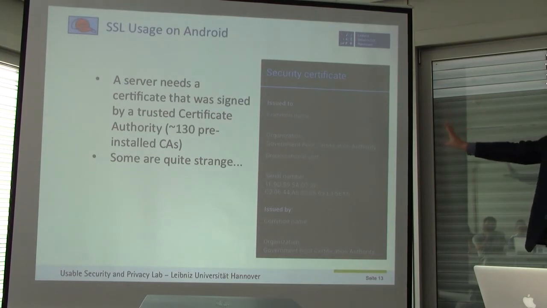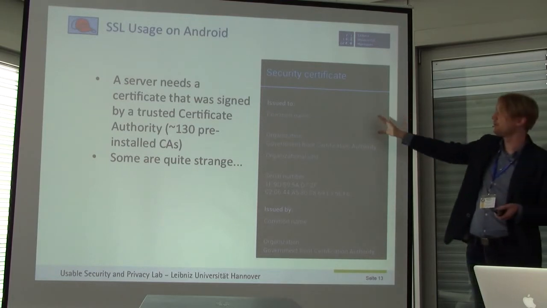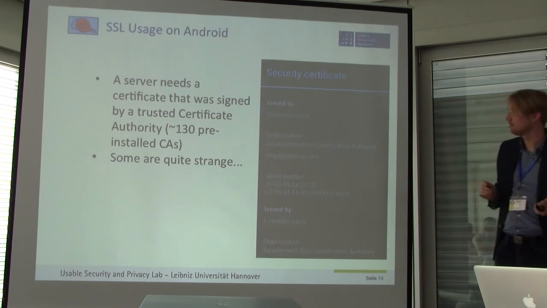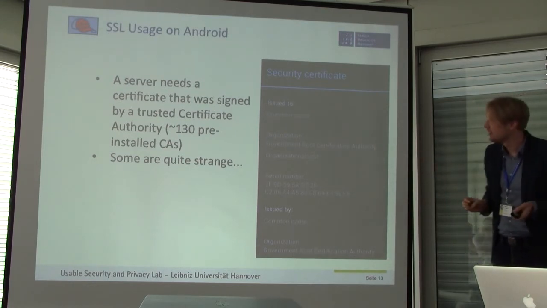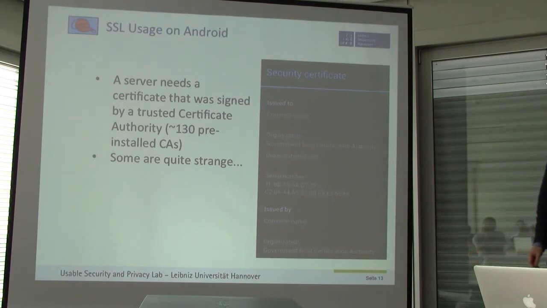So some of these authorities which we're trusting are fairly strange. This certificate is issued to blank, with the common name blank. The organization is the Government Root Certificate Authority. The serial number is there, and it's issued by blank with the common name of blank. Doing some research, you find out this is, I think, from the Taiwanese government, and it is installed on a fair number of real Android devices. I'm not quite sure why I'm supposed to trust these guys, because, I mean, they are quite open about who they are.